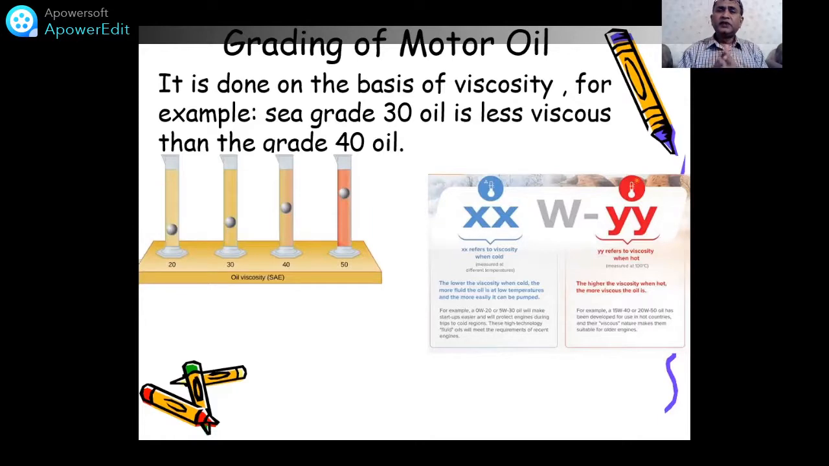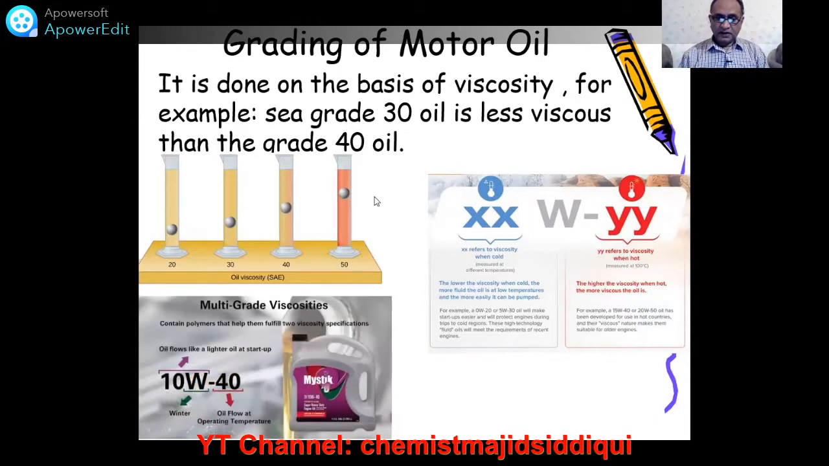Viscosity also plays an important role in lubricating systems. For example, we use engine oil to lubricate the various parts. The oil used in engines is very thick, quite viscous. Why? Because the engine becomes too hot. If we use less viscous oil, it will not be good. It will drip off. You have seen that the grading of the oil is done on the basis of viscosity. It's just for GK, general knowledge.